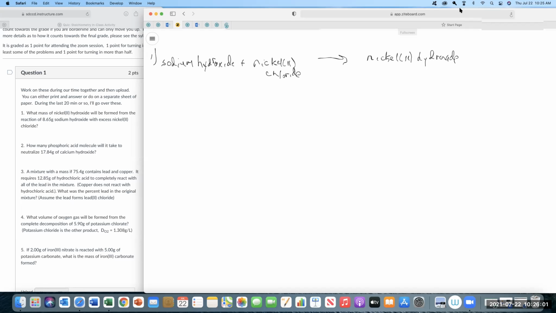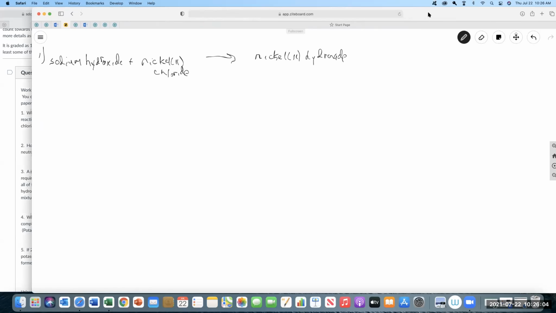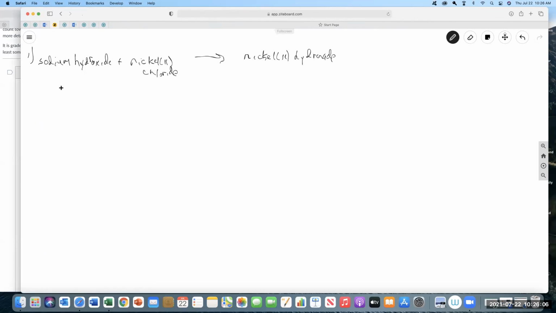All right, and so then you can start writing formulas. And so sodium hydroxide, Na plus, OH minus, nickel 2 chloride, Ni 2 plus, Cl minus. Here, your product has nickel 2 hydroxide. And then you can look at this, and obviously we need the sodium and the chloride on the other side, because you see these are gone, right? So that means I'm gonna have sodium chloride. And so that would help you recognize, oh, this is a double replacement reaction.